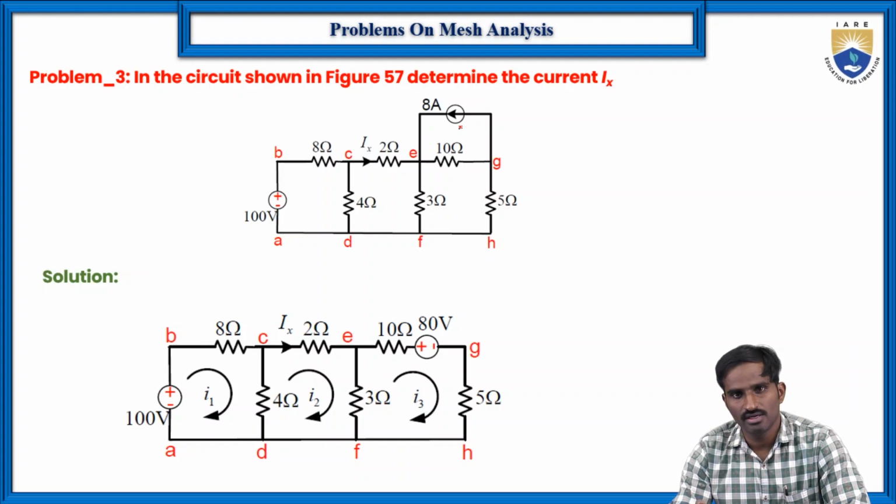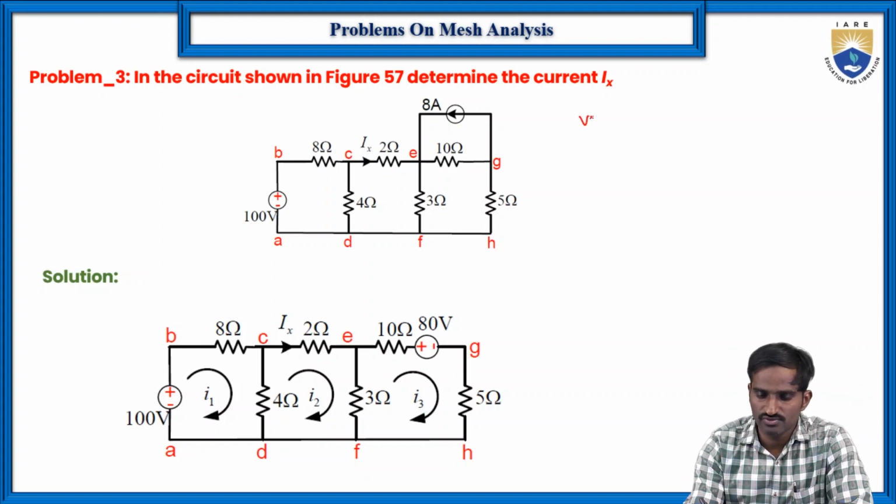And if there is a series resistance with the voltage source, then only we can convert that particular voltage source into current source. So that's why, of course, here this is a current source having the internal resistance in parallel with it, so that we can convert this current source into the voltage source. Then voltage source V is equal to I into R, right? So here I is 8 and R is 10. So which means here V is equal to 80 volts.